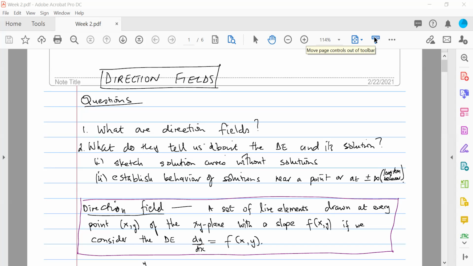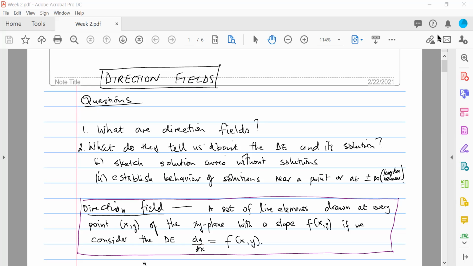Hello, so today we talk about direction fields, and what we want to know is what are direction fields and why do we need them? So it's possible that now that you know what a differential equation is and you want to find solutions, you cannot find the exact solution of the differential equation. And the question is, how do you then understand the behavior of the solutions of such differential equations?